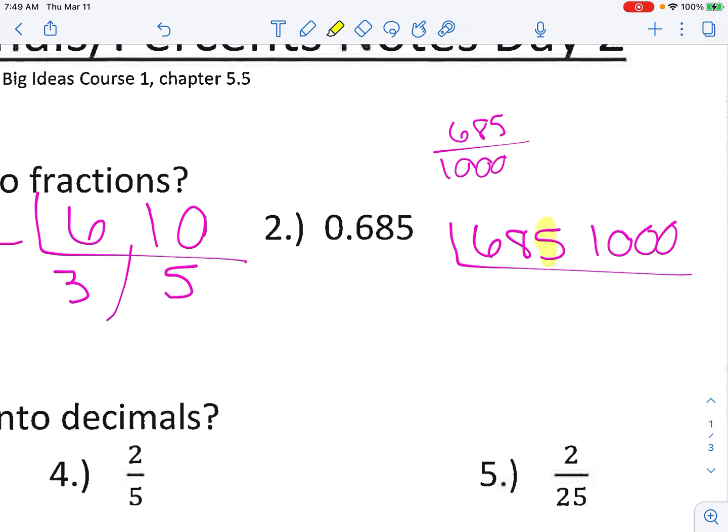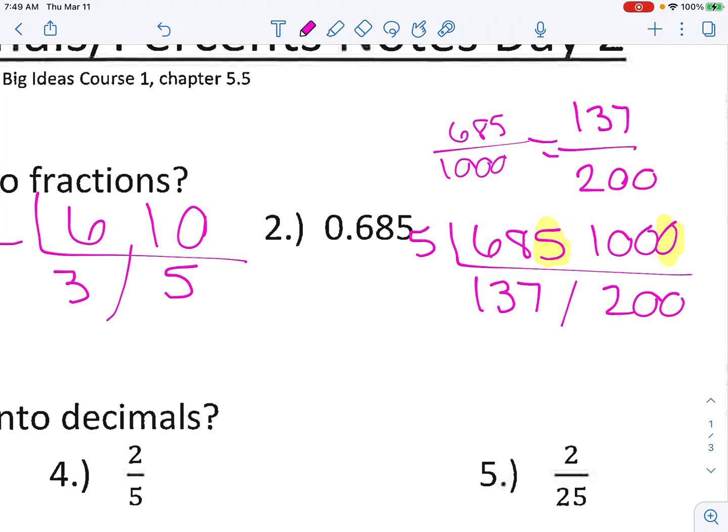What I'm looking at right now is that this number ends with a 5 and this number ends with a 0. We learned in the very first week of school with our divisibility rules that numbers that end with 5 or 0 are divisible by 5. So 685 divided by 5 is 137, and 1,000 divided by 5 is 200. Then remember your fraction bar goes right here. So that answer would be 137/200ths.